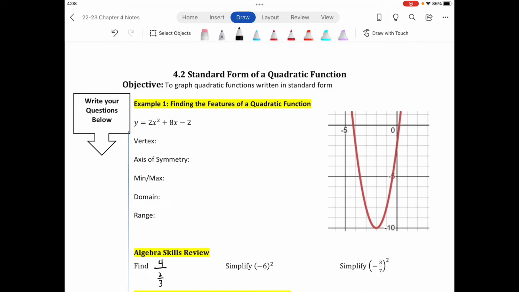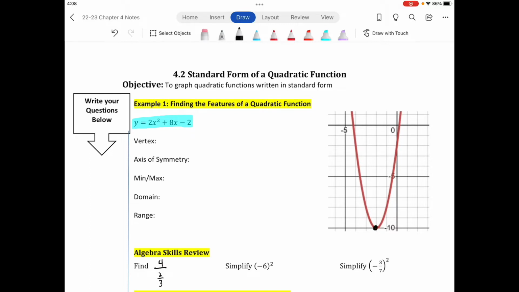In 4.1, we looked at quadratics in vertex form. Now we're going to look at quadratic functions in standard form and learn how to graph them and write them in this new format. First, though, we're going to look at some features of the quadratic function when it's in standard form. Here is the following equation, and this is the graph of that equation just from Desmos. We can look at the graph to identify some of those features.